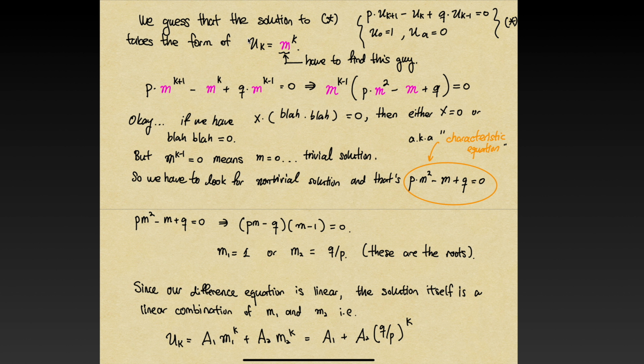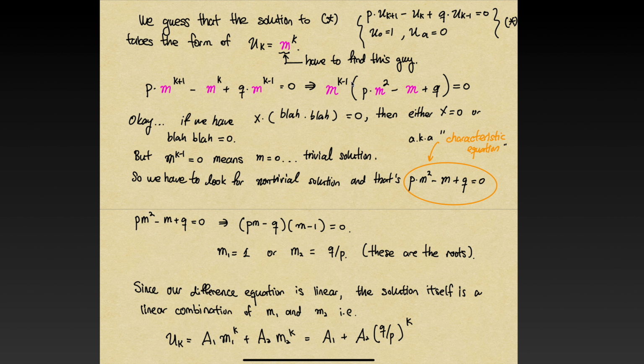Okay, so we will be substituting m to the power of k into this equation. That will give us p times m to the power of k plus 1 minus m to the power of k plus q times m to the power of k minus 1 equals 0. And you can pull out m to the power of k minus 1. We will be having this kind of equation. Now, since this is set equal to 0, for this to be equal to 0, we have two cases.